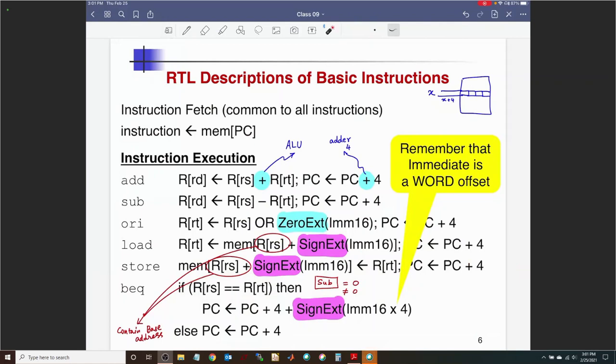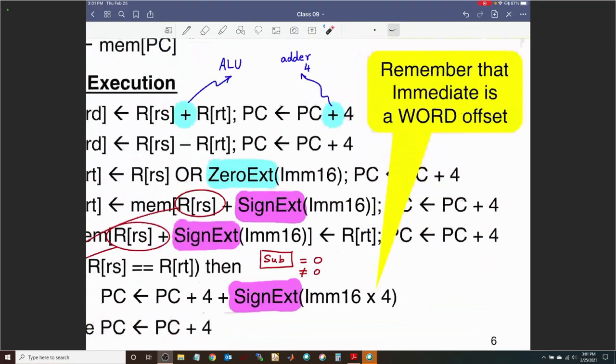Now at least we know what the different components are that you would expect to see in this data path: ALU, add by 4, zero extender, sign extender, again ALU here. Also an important thing to note here: when you are branching, the offset is in words.